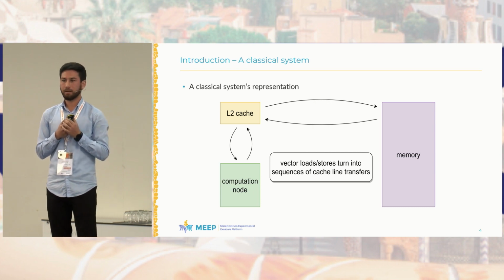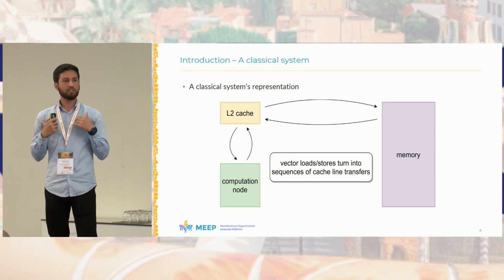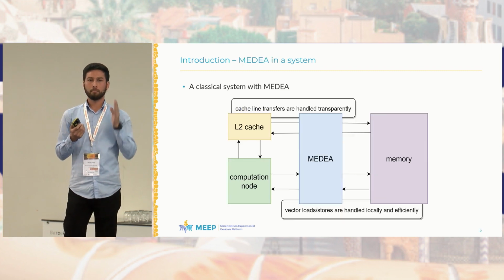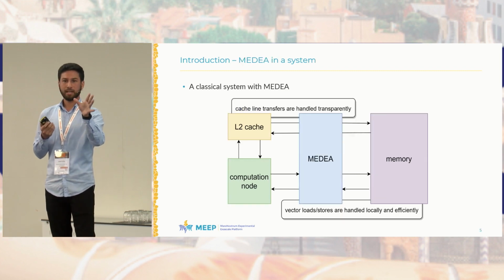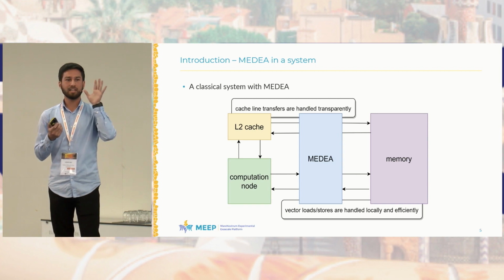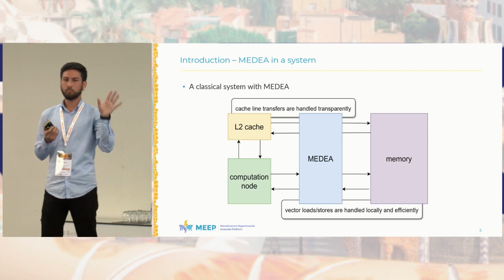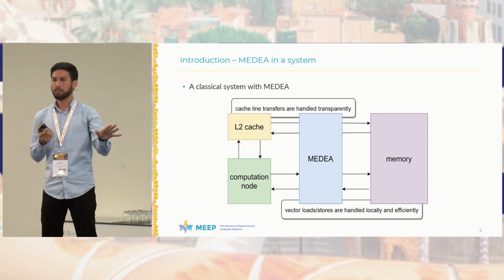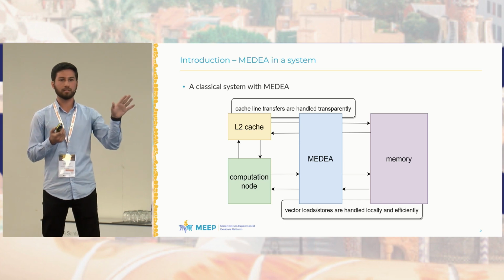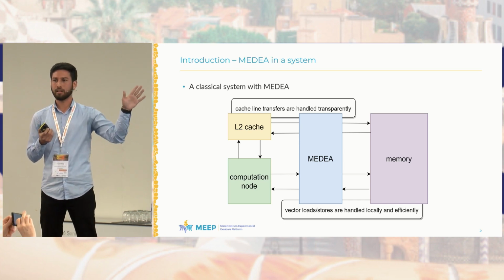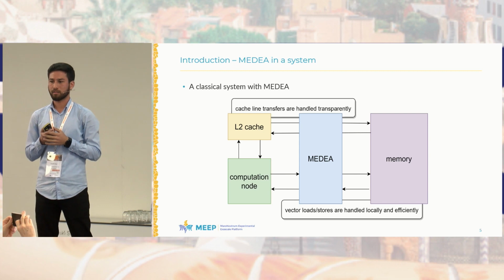have some bad performance. So what we are trying to come up with is to put a memory engine next to memory, so we can deal with those vector requests much more efficiently and locally. But what about the cache requests? They are handled as before, transparently by this memory engine.